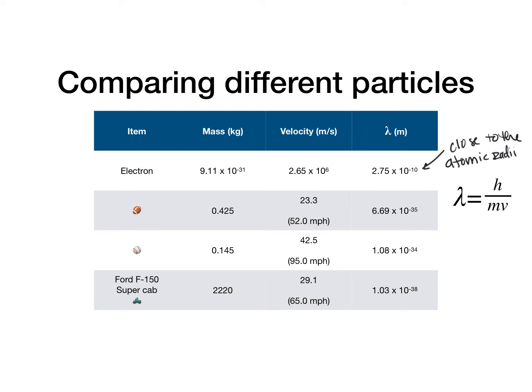If we want to think about something with a much, much greater mass, an F-150, a Ford supercab truck, it has a mass of roughly 2,000 kilograms. And if it's driving at 65 miles per hour, perhaps down the highway, it has a wavelength of 1.03 times 10 to the negative 38. So all massed objects moving at a velocity have a wavelength. Some of them just have a super, super short wavelength, and so we can't actually observe that. But de Broglie allows us to calculate the wavelength of any particle, including an electron.